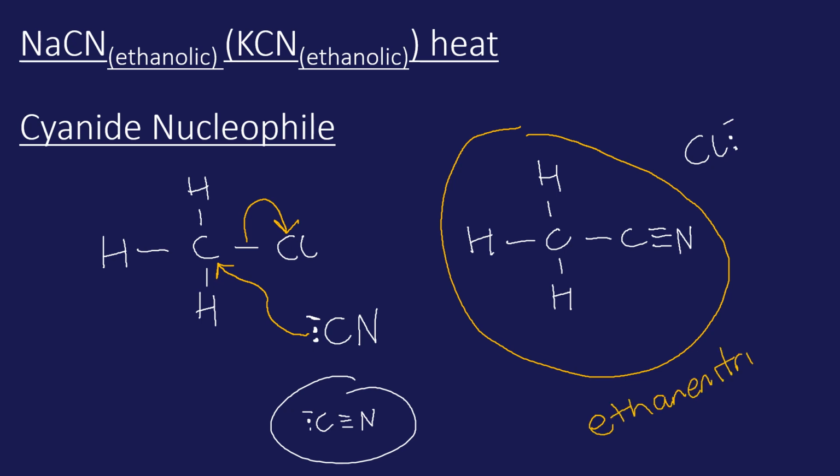You've made the carbon chain 1 longer. We've gone from chloromethane to ethane nitrile. So then the cyanide nucleophile is very good at making that carbon chain longer. So it's used quite a lot in industry.